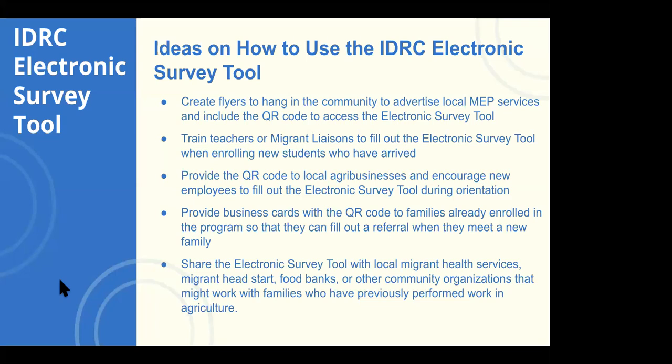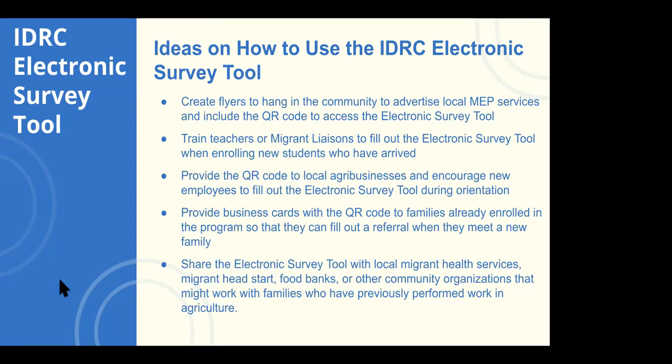As well as, you can train teachers or migrant liaisons to fill out the electronic survey tool when enrolling new students who have arrived. You could provide the QR code to local agribusinesses and encourage new employees to fill out the electronic survey tool during orientation. We've had some states begin giving it out to chicken plants or egg plants in their areas, dairies, so that when new people are brought on, the employees can fill it out just to see if they might qualify for the migrant education program.